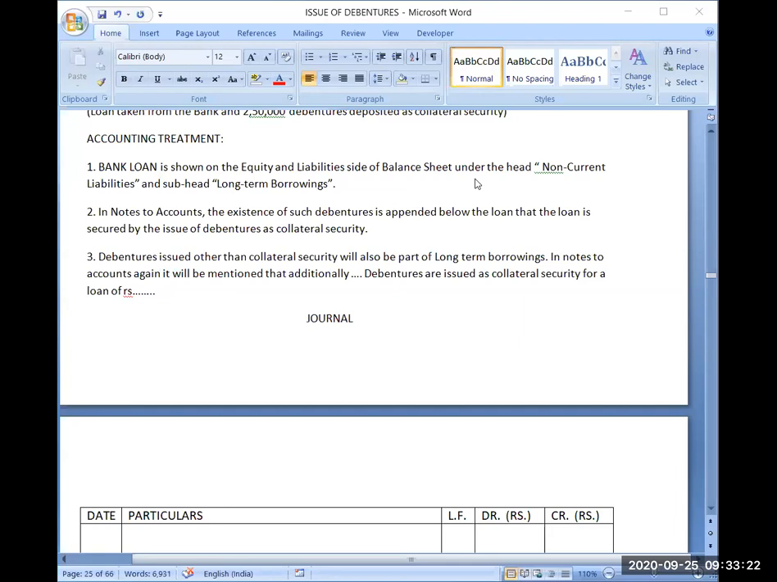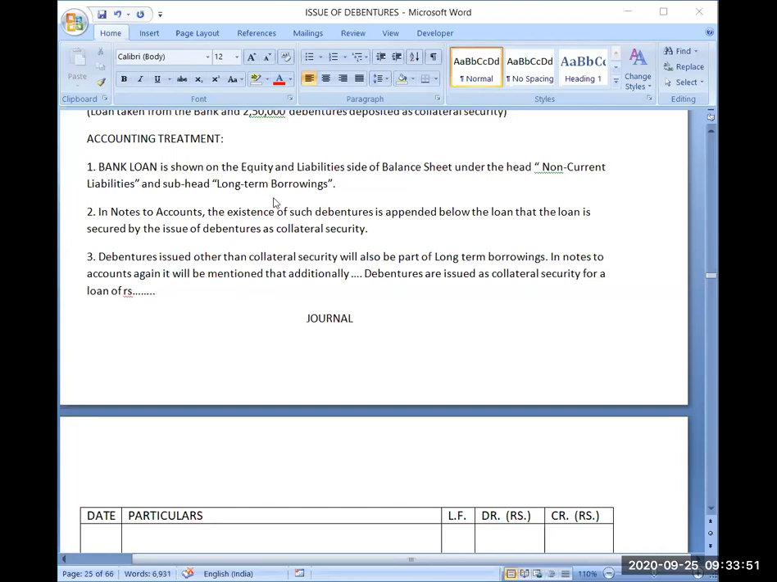And there are different heads in the company's balance sheet. I sent it to you yesterday, if you have checked it. One head is non-current liabilities, and in that head there are four subheadings. Out of those, the first subheading is long-term borrowings. So the bank loan is a part of long-term borrowings, because you have taken this loan for the next 5-10 years. So the bank loan will be presented in long-term borrowings.